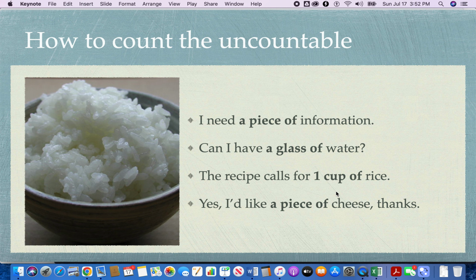Now, how do you count the uncountable? Well, you have to use another word. For example, you can say, I need a piece of information. A piece of. You cannot say an information, but you can say a piece of information. Or can I have a glass of water? A glass of. The recipe calls for 1 cup of rice. Or, yes, I'd like a piece of cheese. Thanks.